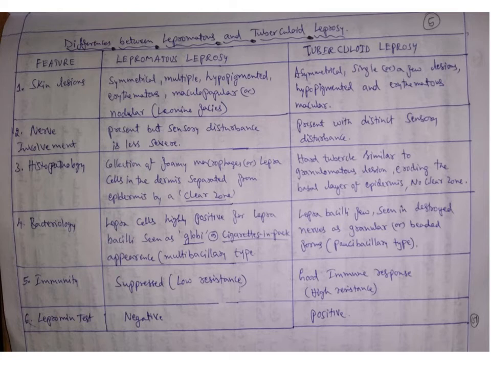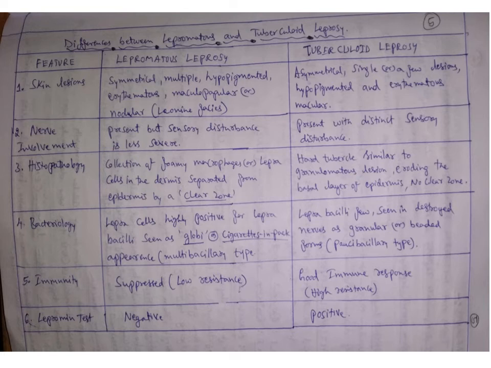First, skin lesions. Skin lesions will differ between the lepromatous type and the tuberculoid type. Lepromatous type: symmetrical, multiple, hypopigmented, erythematous, macropapular, nodular. These are all leonine facies. So leonine facies of skin lesions will be observed in lepromatous leprosy, whereas in tuberculoid leprosy, asymmetrical, single or few lesions, hypopigmented and erythematous macular lesions will be observed.